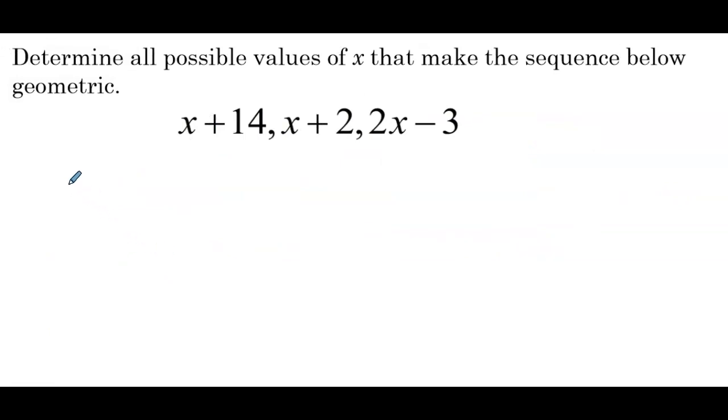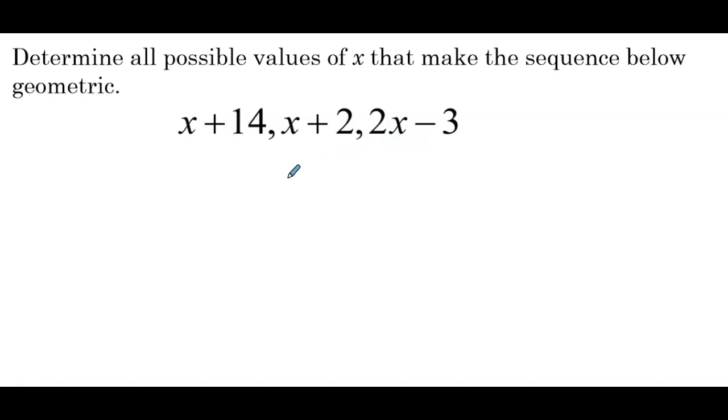Our last example: determine all possible values of x that make the sequence below geometric. So we have three terms in the sequence, x plus 14, x plus 2, 2x minus 3. And we need to figure out what value or values of x make this geometric. Well, what's the property of a geometric sequence? There's a common ratio we multiply one term by to get to the next, and it stays consistent throughout the sequence.